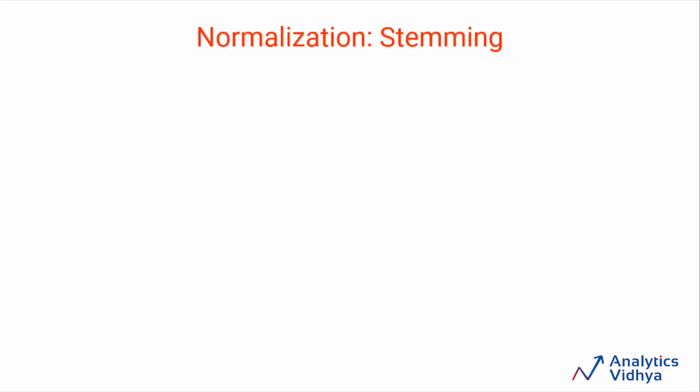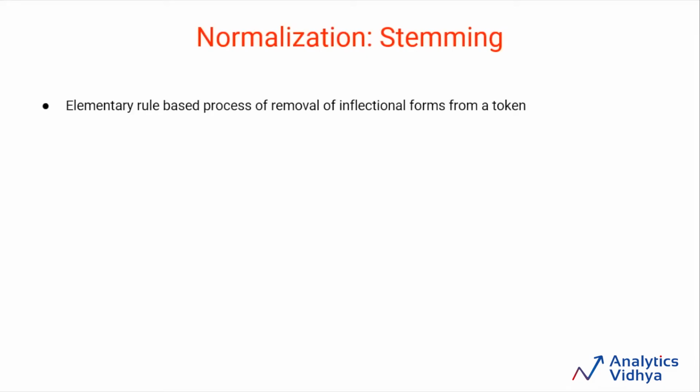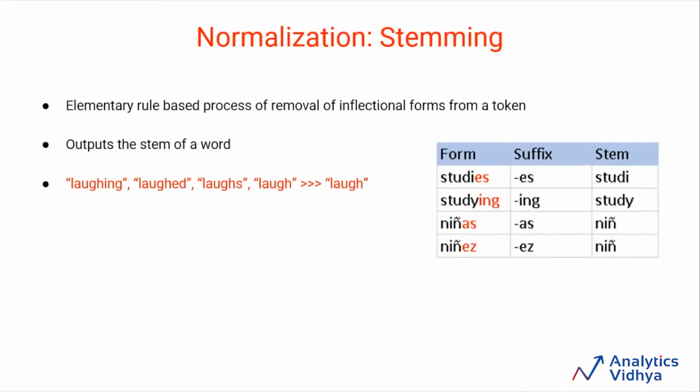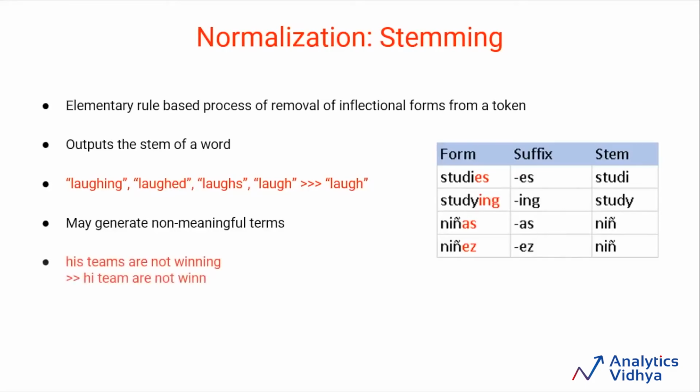First of them is stemming. It is an elementary rule-based process for removing inflectional forms from a token, and the output is the stem of the word. For example, laughing, laughed, laughs, laugh will all become laugh because their inflectional forms will be removed. Stemming is not a good normalization process because sometimes stemming can produce words which are not present in the dictionary. For example, consider the sentence "His teams are not winning." After stemming, the tokens we get are hi, team, are, not, win. Notice that the keyword win is not a regular word and hi changes the context of the entire sentence.